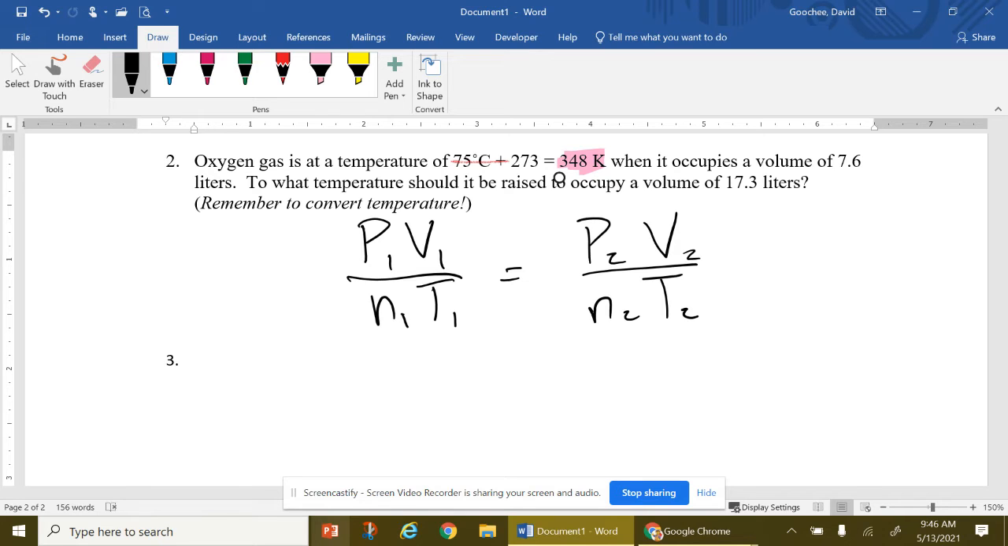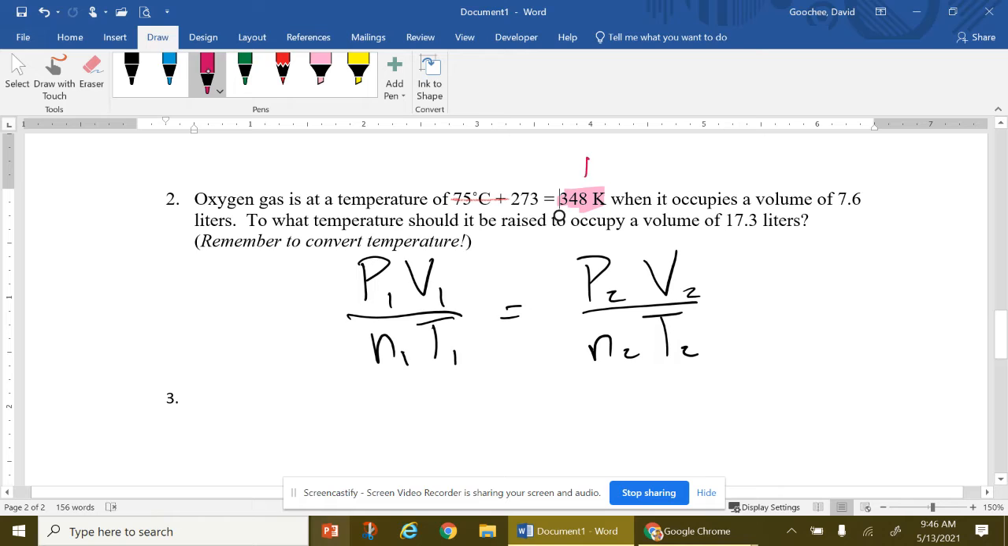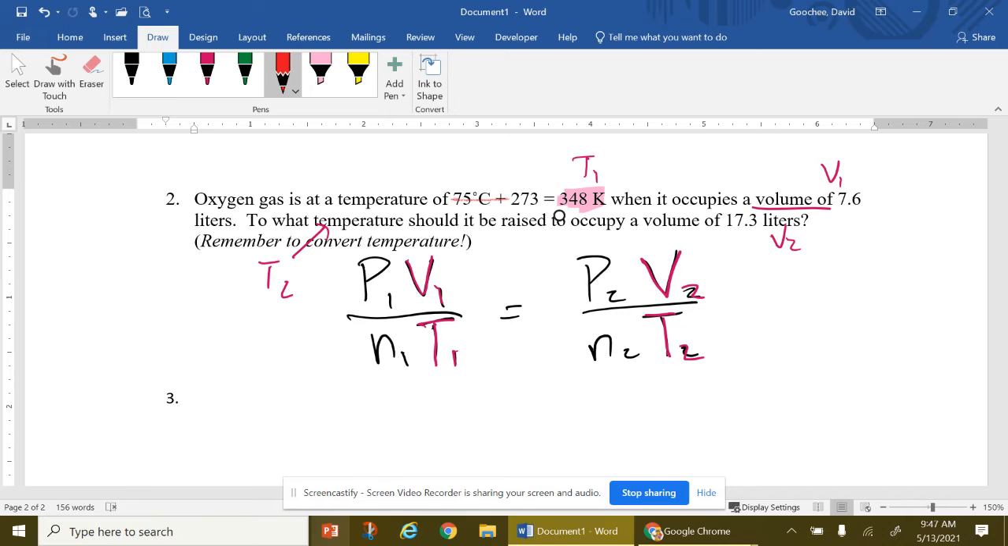We know that the initial temperature is 348 Kelvin. It occupies a volume of 7.6 liters. That's the initial volume. What temperature should it be raised to occupy a volume of 17.3 liters? That's the final volume, and there's a final temperature you have to find here. What is not mentioned here? We did not make any mention of pressure, so we can just ignore that. We didn't make any mention of moles either, so moles can also be eliminated.